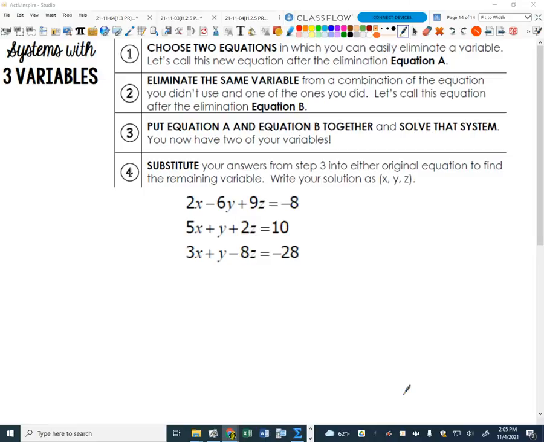So when we're solving a 3 by 3 linear system, when we say that, we mean 3 variables by 3 equations. We've already done some 2 by 2 systems, that's no big deal, but a 3 by 3 system is a little bit tougher, right? There's a little more to it.